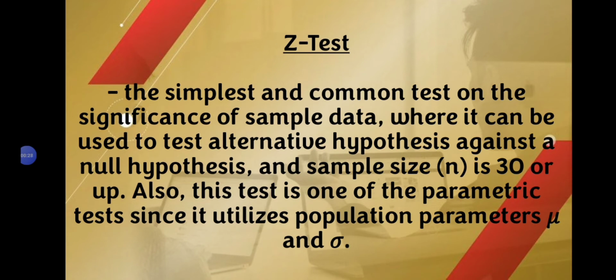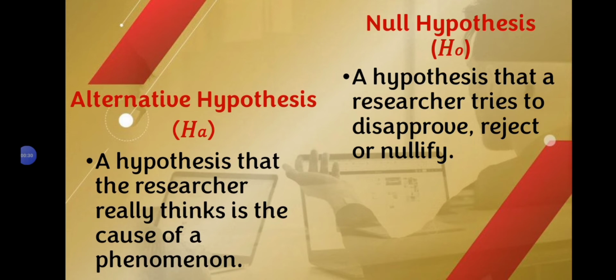There are two types of hypothesis, a null hypothesis and alternative hypothesis. Null hypothesis, a hypothesis that a researcher tries to disprove, reject, or nullify. While alternative hypothesis, a hypothesis that the researcher really thinks is the cause of the phenomenon.